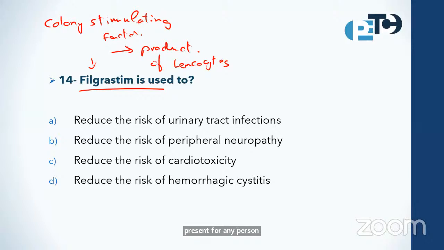If neutropenia is present in any person, he will be subjected to infection. His immunity will be low. So when you treat the neutropenia, you will protect the patient from infection. Therefore, the right answer here is reduce the risk of urinary tract infection. Not only urinary tract infection, but generally, it will protect against any other infection. Is it clear?